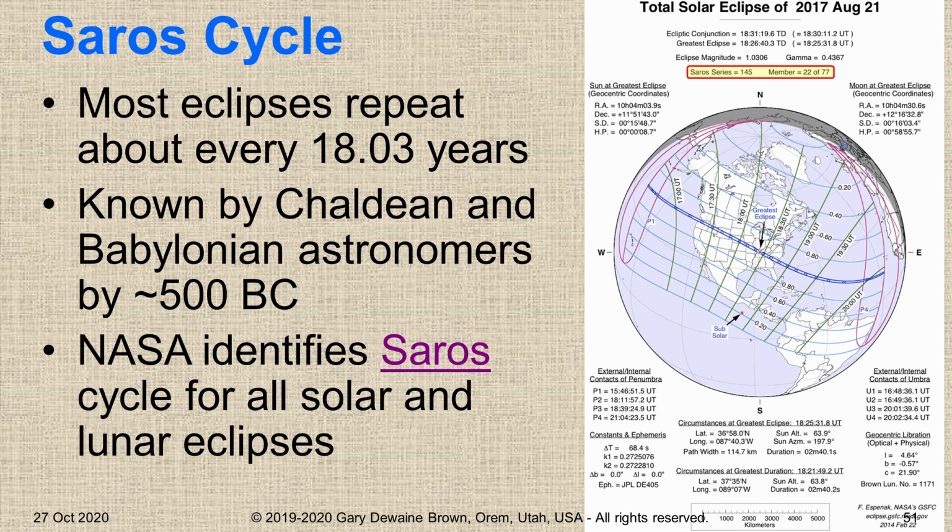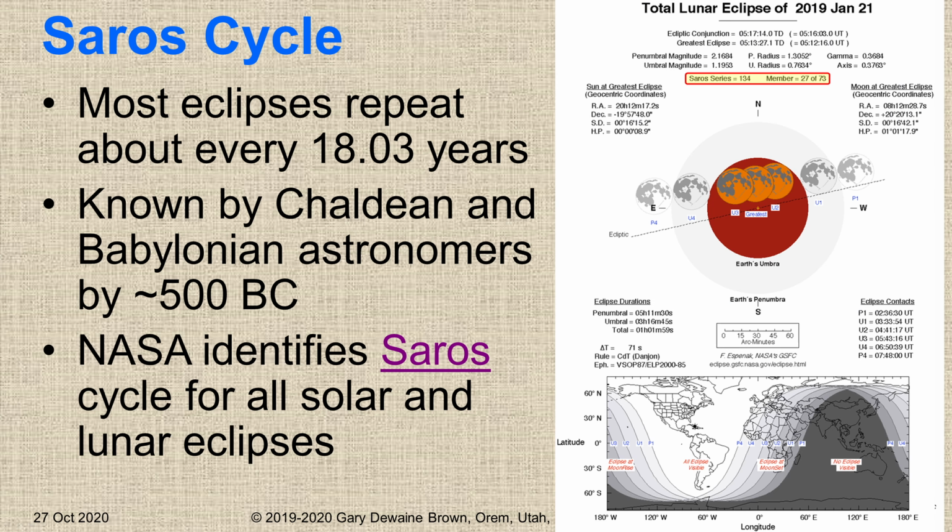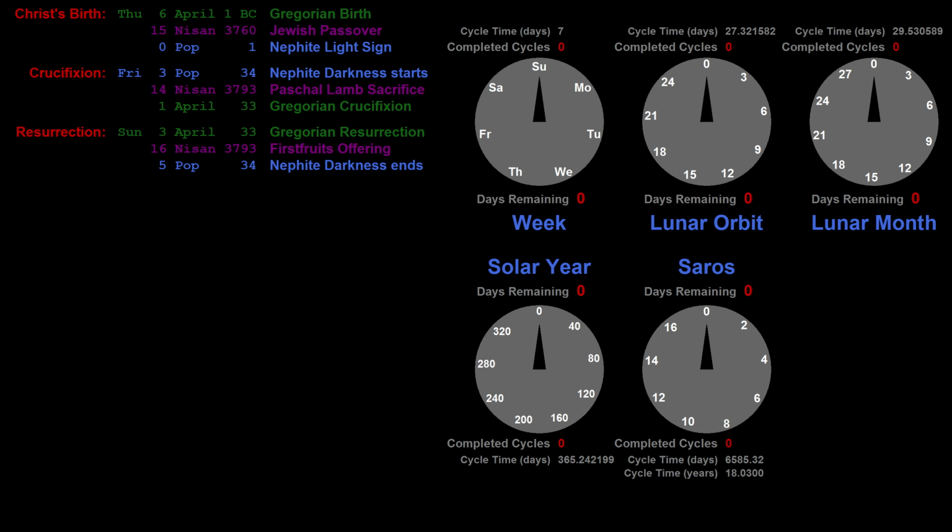Even today, NASA identifies the Saros series and its Saros Cycle member for every solar and lunar eclipse. You can see we have a Saros meter that tracks Saros cycles with their period of 18.03 years.